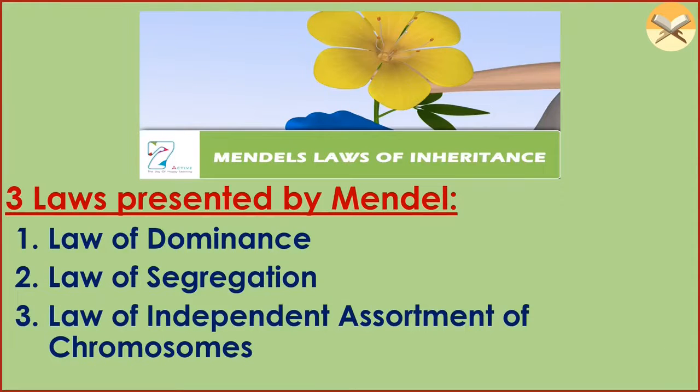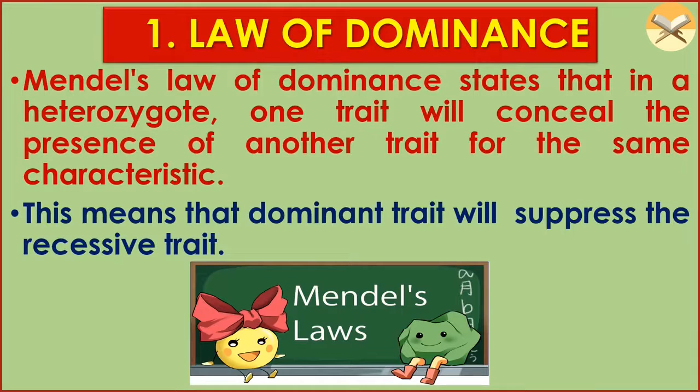Gregor Mendel presented three important laws of inheritance. First is the law of dominance, second is the law of segregation, and third is the law of independent assortment of chromosomes. First one is the law of dominance.